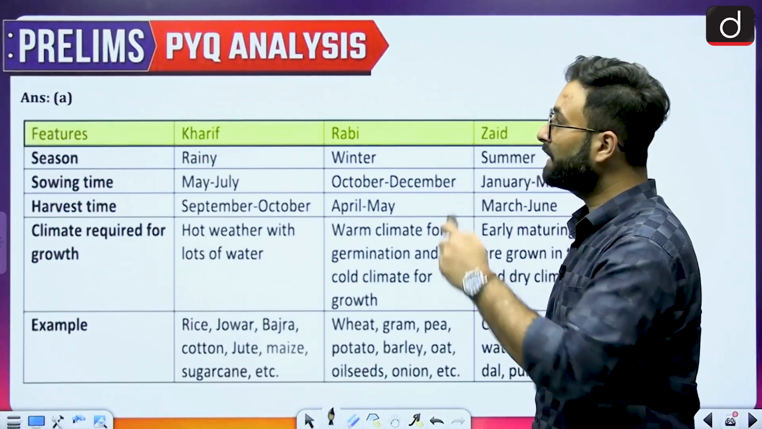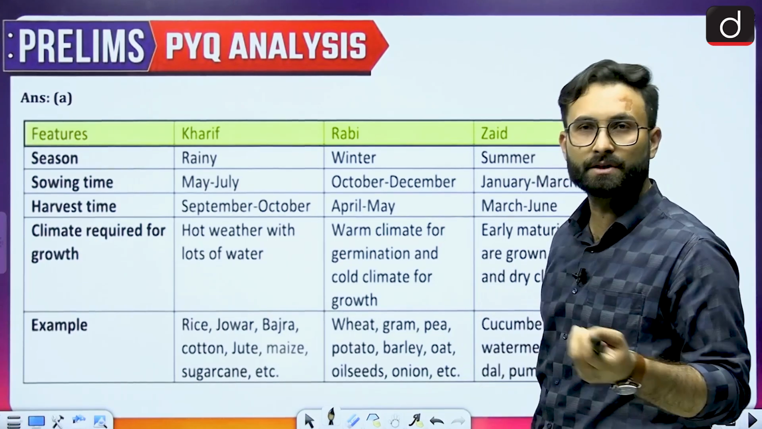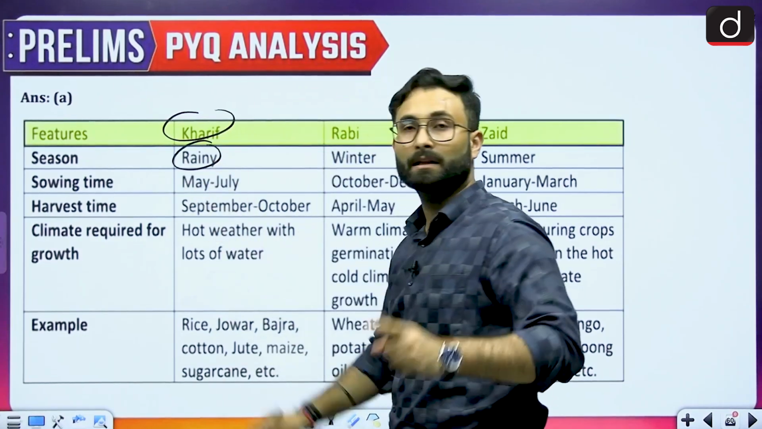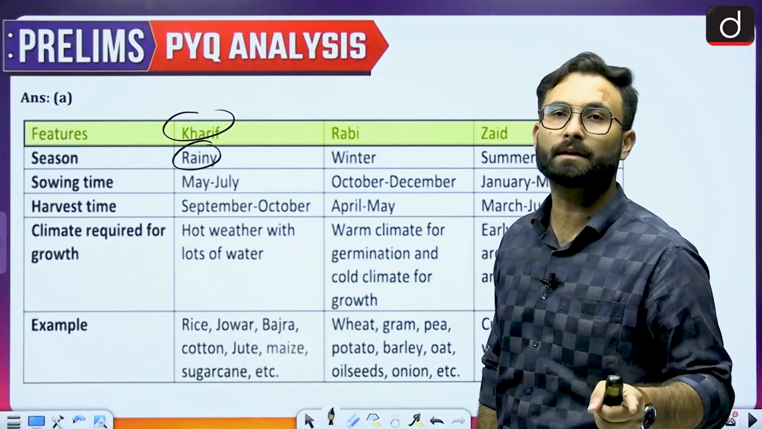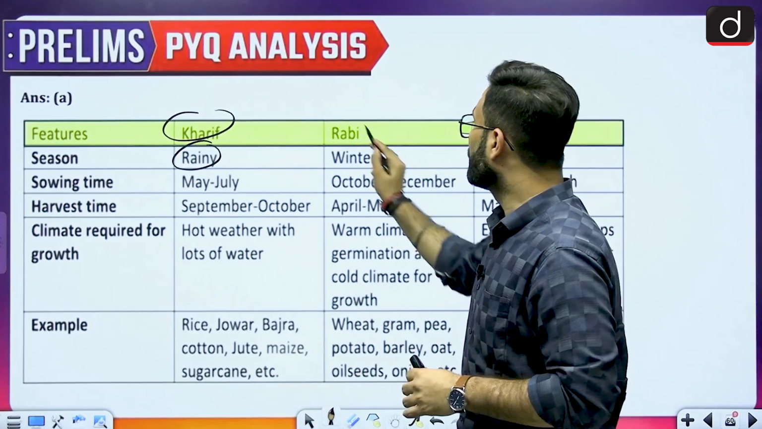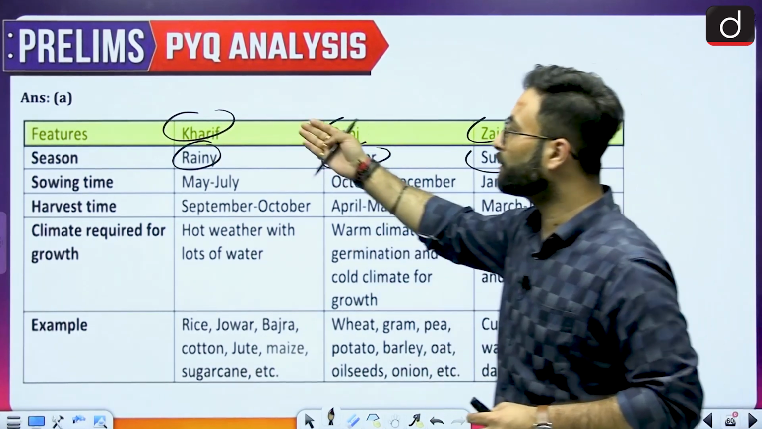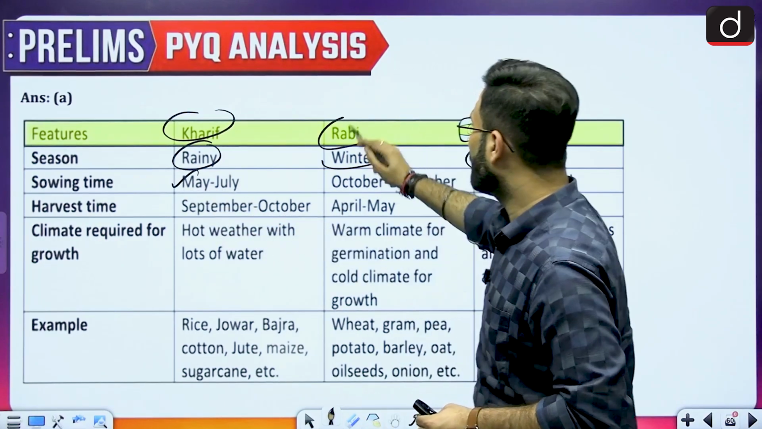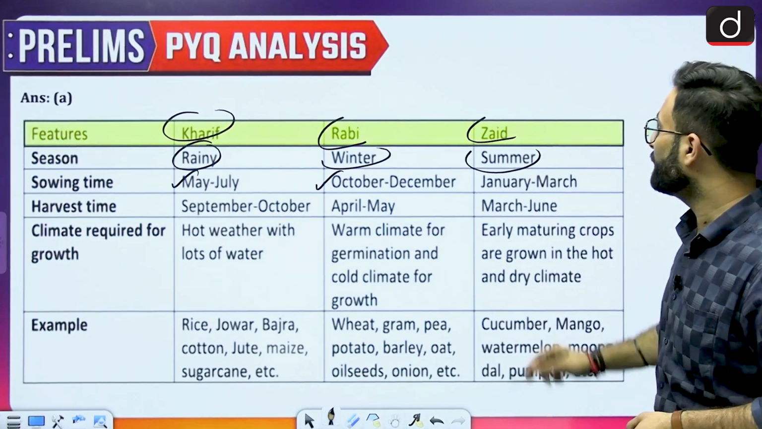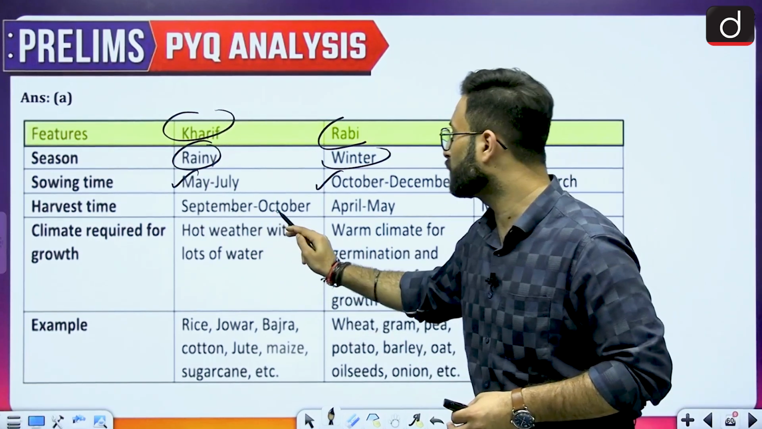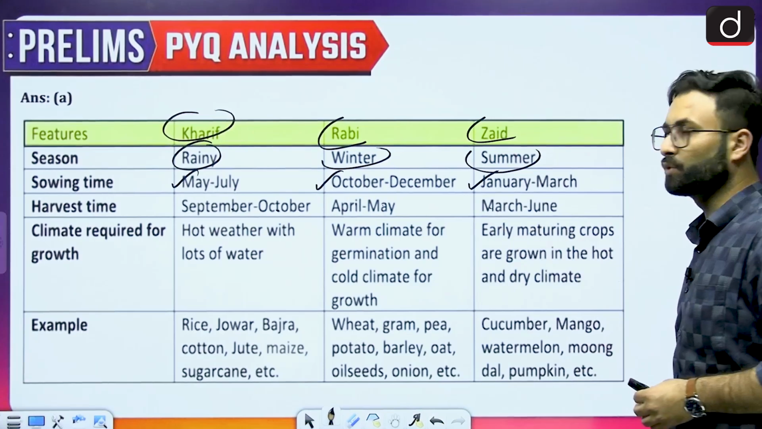Okay. Now here you can see the features of the crops. When we talk about Kharif, that is generally in the rainy season. Again, these are generally in the rainy season, okay, exceptions can be there. Rabi is generally in the winter season. Zaid is generally in the summer season. When we talk about the sowing time, Kharif is May to July, for Rabi it is October to December, and for Zaid it is January to March. Harvest time is September to October, April to May, and March to June. Okay, so that is there.